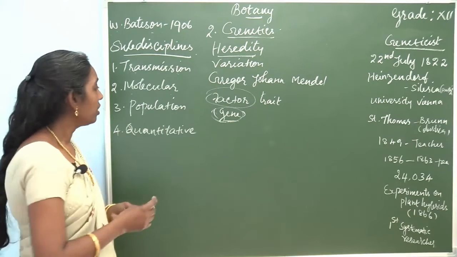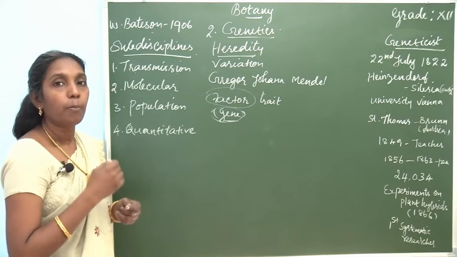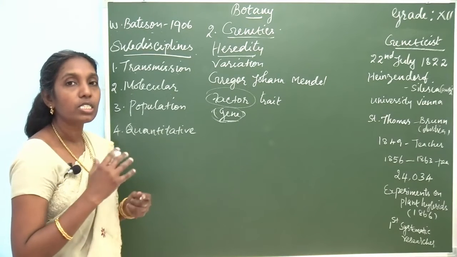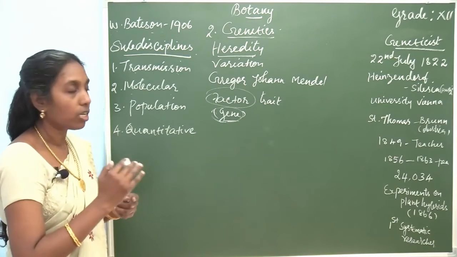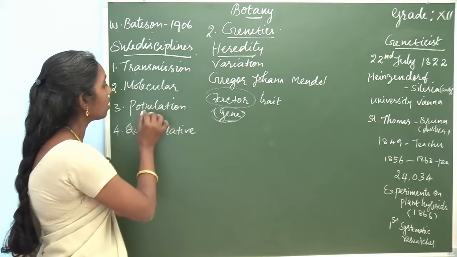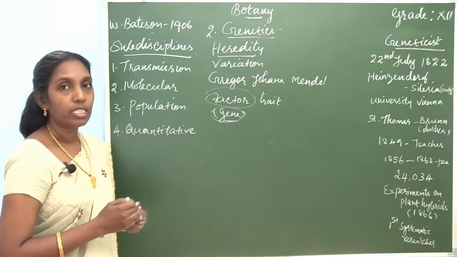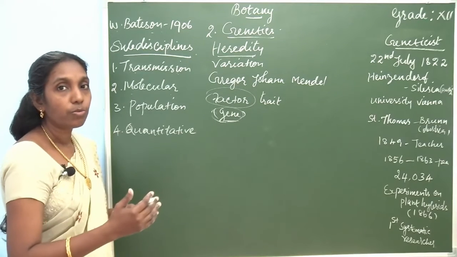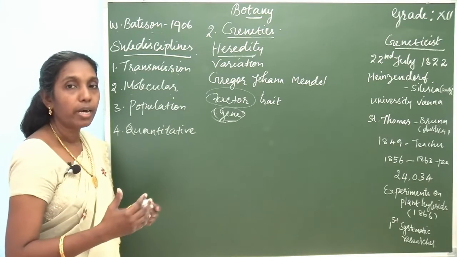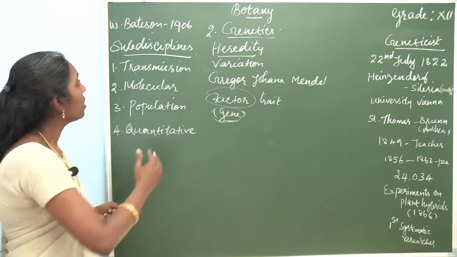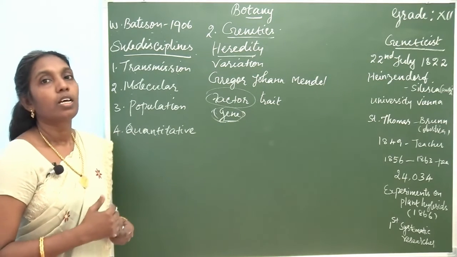And population genetics and quantitative genetics. Population genetics deals with the characters which are controlled by very few genes. And quantitative genetics deals with the characters which are controlled by many genes. So, these are the sub-disciplines under genetics.